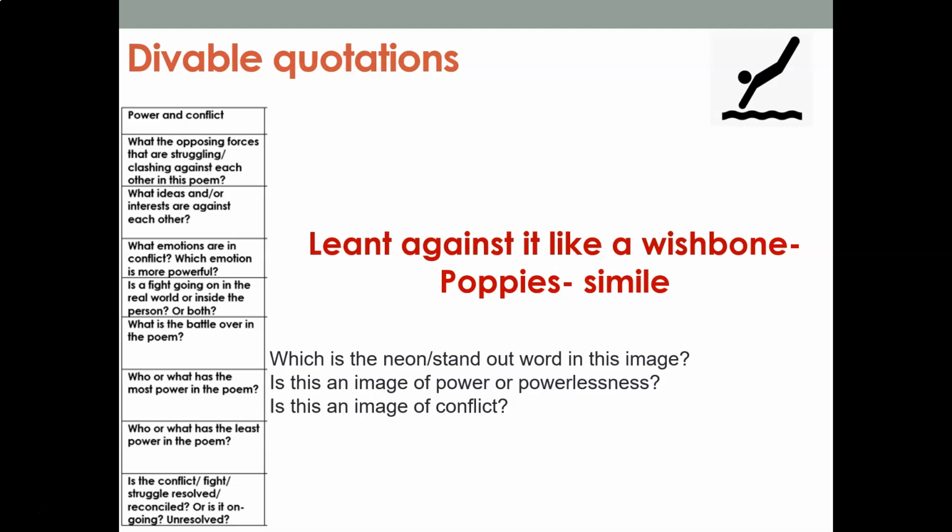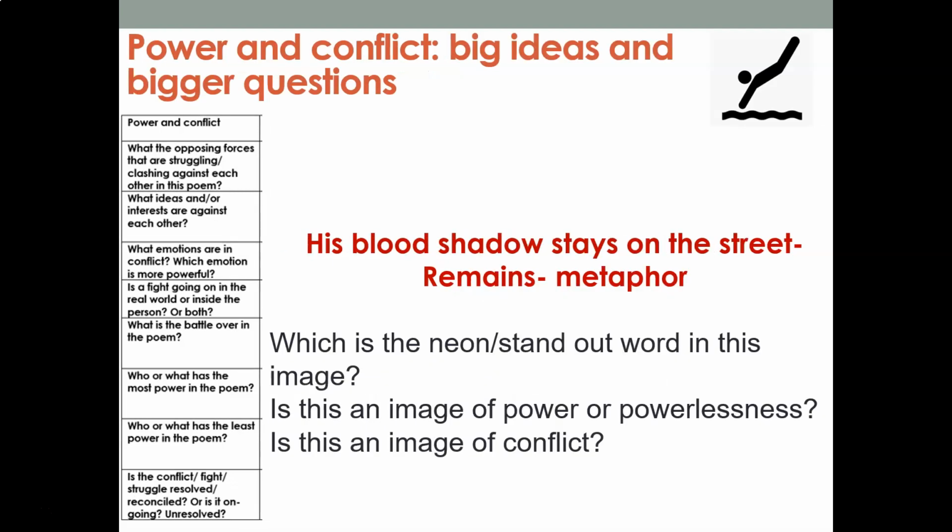In this use of the simile, the writer is creating an image of somebody that is powerless, that is disempowered, that has lost their power due to grief, that they're in a state of internal conflict, that they are impacted by war, that it has broken them on the inside, and that they are in grief. It's got lots of lovely diveable ideas coming off of this quote. Okay, so next one. His blood shadow stays on the street.